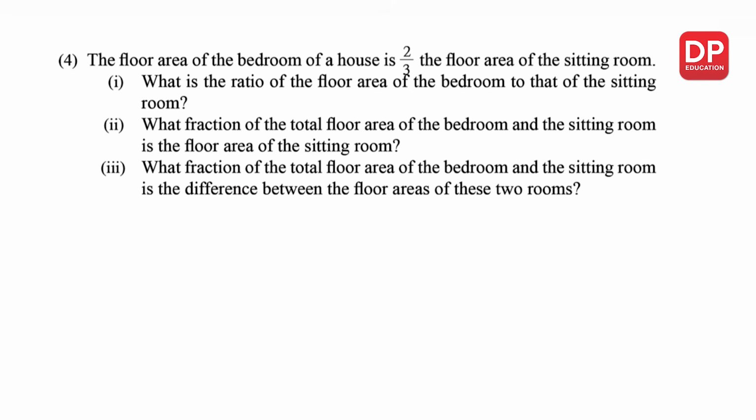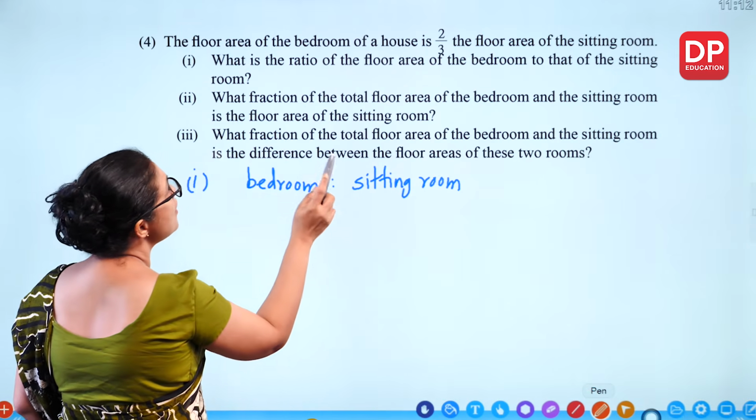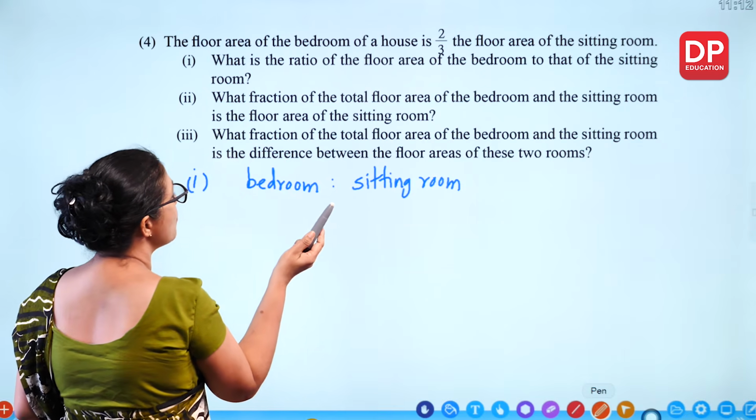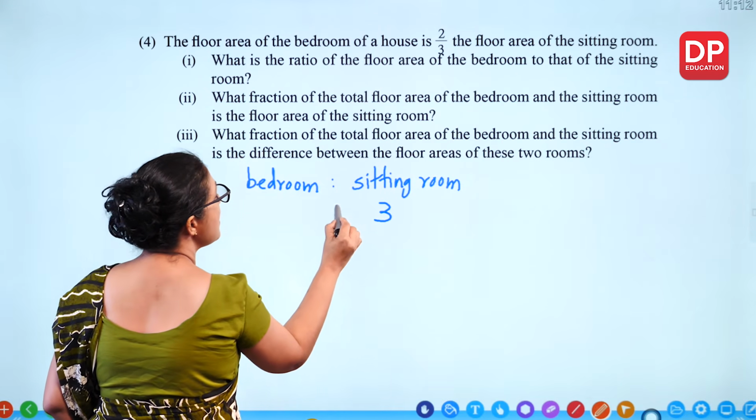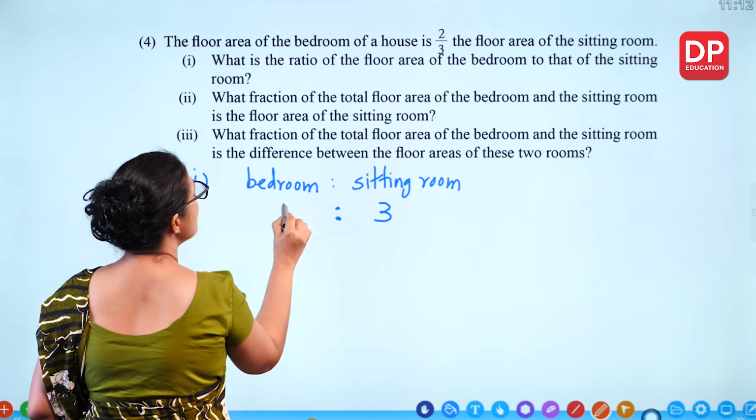Question number 4. The floor area of the bedroom of a house is 2/3 the floor area of the sitting room. What is the ratio of the floor area of the bedroom to that of the sitting room? So floor area bedroom and sitting room. So it's given 2/3 the area of the sitting room is the bedroom. If this is 3, this becomes 2.